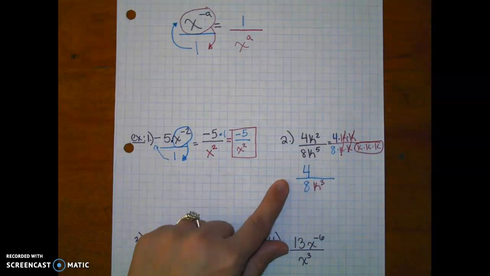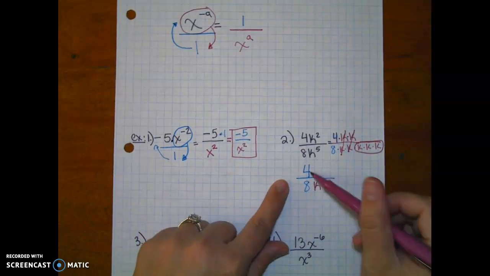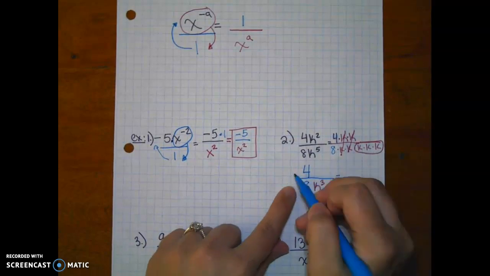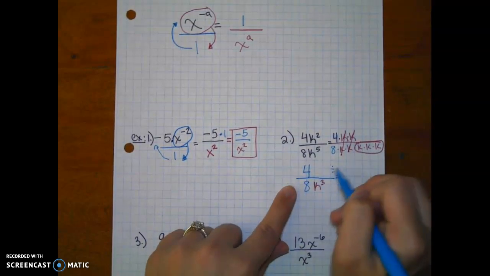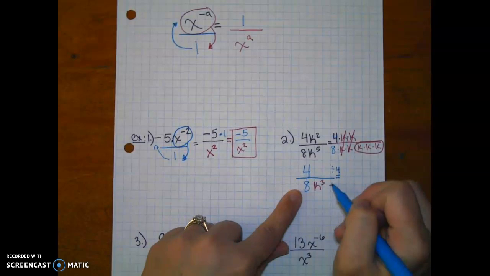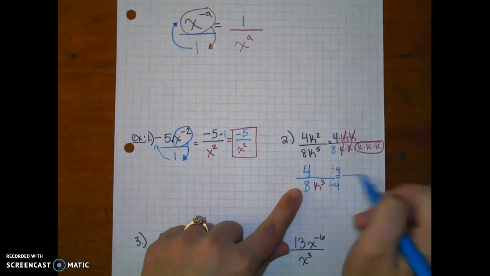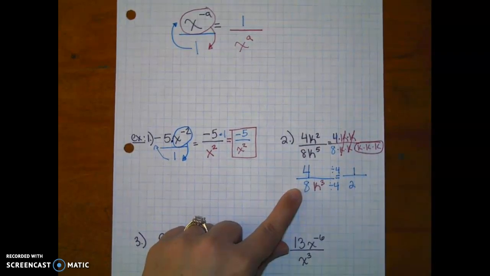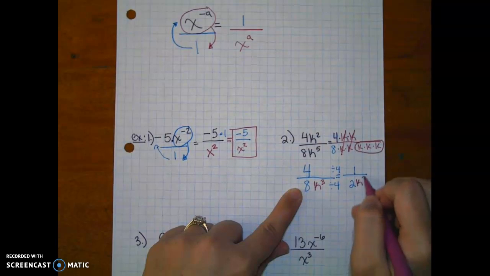Now I'm not done. I need to reduce my 4 and my 8 because I need to simplify and make it the smallest number I can. So I know the largest number that goes into 8 and 4 is 4. So I'm going to divide just my 4 and my 8 by 4. Leave the k alone. So 4 divided by 4 is 1. 8 divided by 4 is 2. And I'm left with k to the power of 3.